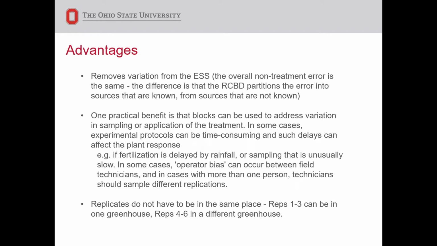Another benefit is our replicates do not have to be physically in the same location. If we had a large study in the greenhouse, we could put blocks 1 through 3 in one chamber in the greenhouse. Reps 4 through 6 could be in a different chamber in the greenhouse, or could be conducted at a different time. So we can have replicates separated in time or in space.